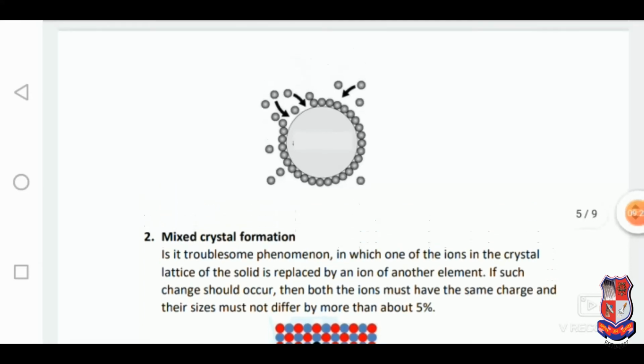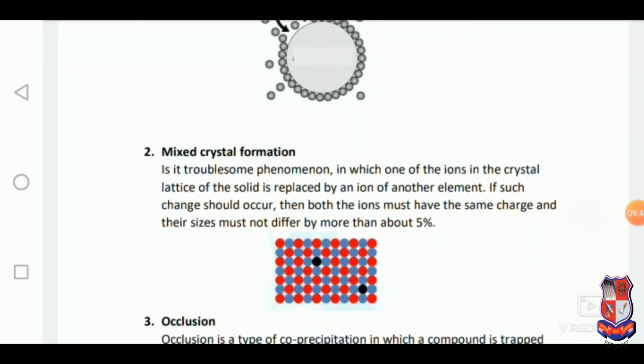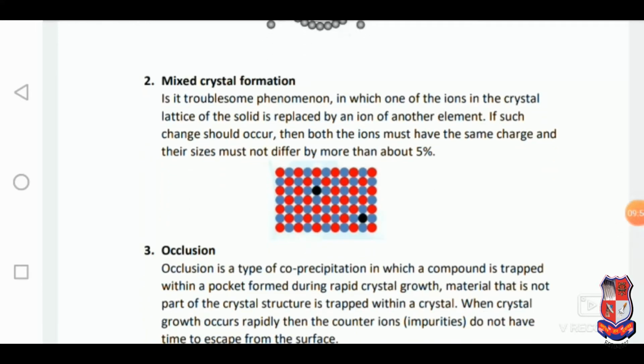Here is the mechanism of surface adsorption: the main precipitate is in the middle, and the other ions get attached to the precipitate surface and produce the impure solution. The second one is mixed crystal formation. It is a troublesome phenomenon in which one of the ions in the crystal lattice of the solid is replaced by an ion of another element. The black dot in the crystal, as you can see, is the impurity, another ion besides the precipitate ions, which forms the impure precipitate.